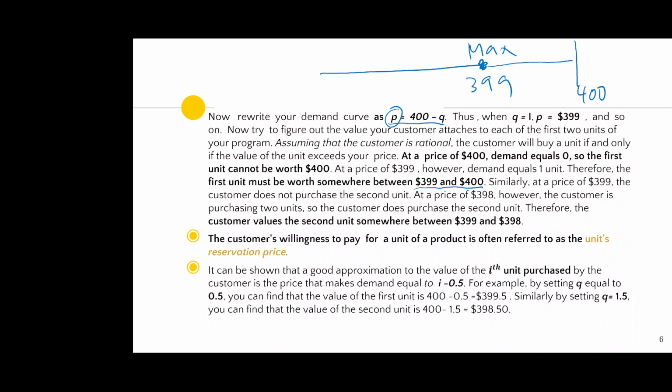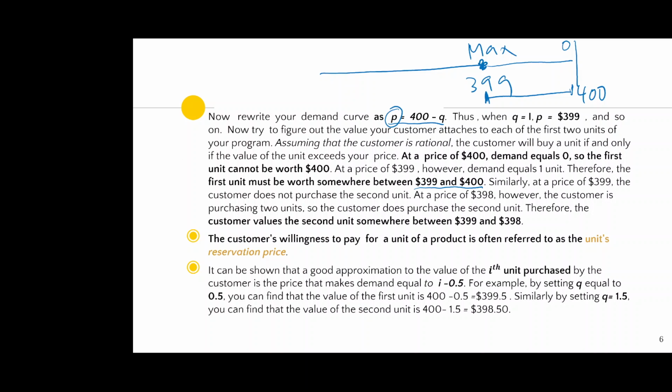So I think here, assuming that the customer is rational, the customer will pay for a unit that only costs 399. However, the first unit must be worth somewhere between 399 and 400, because here the demand is zero and this is the bound. So the price should be anywhere in between. This is the theory here.